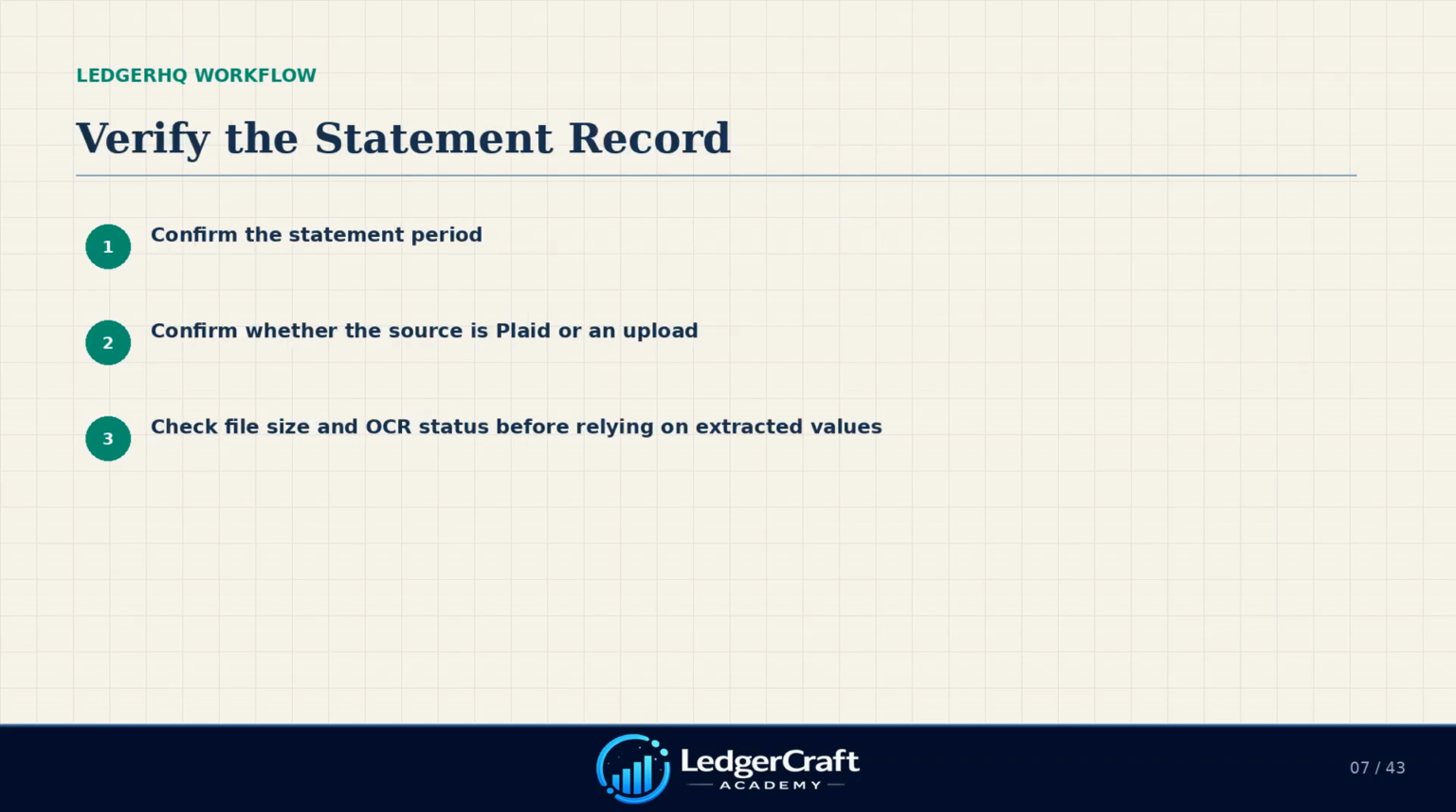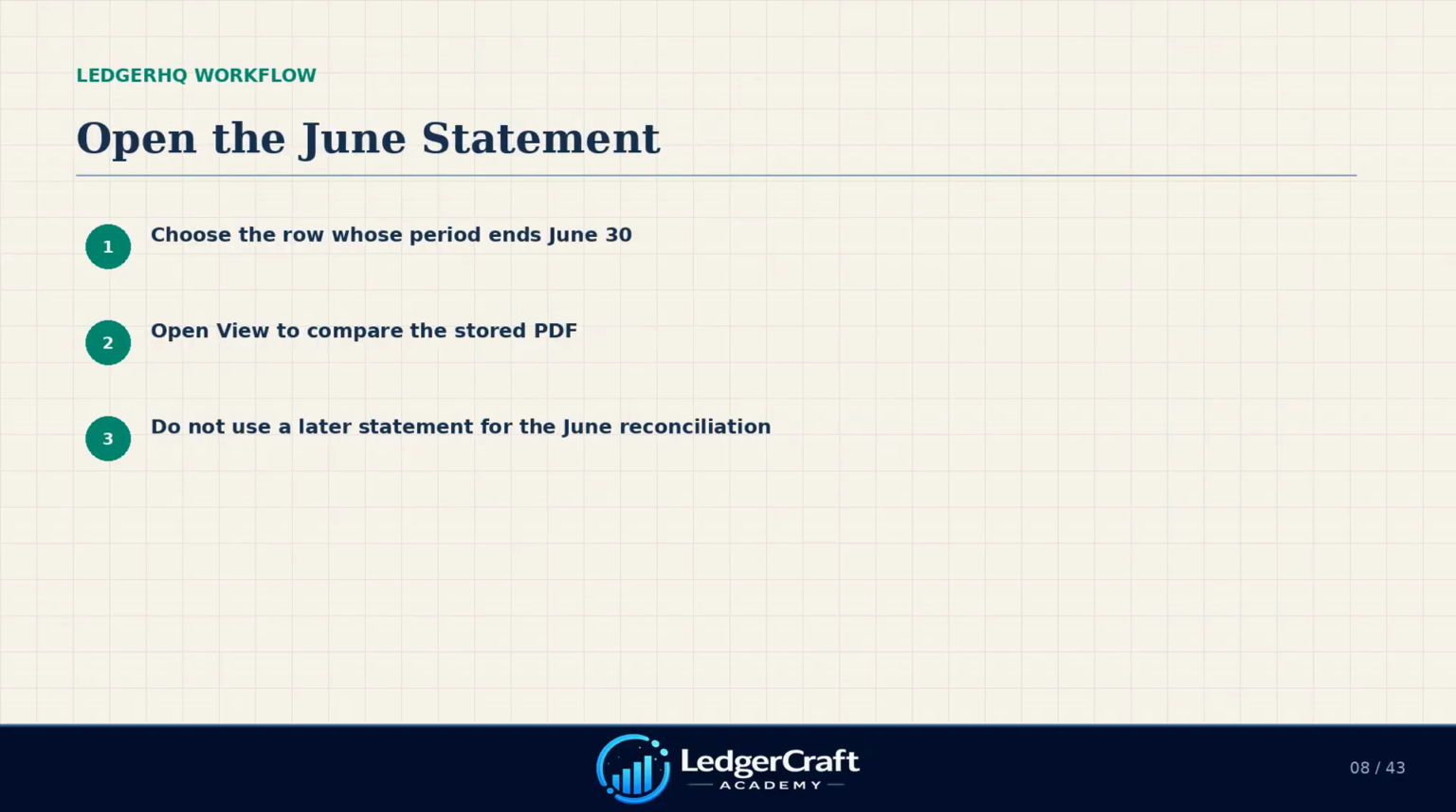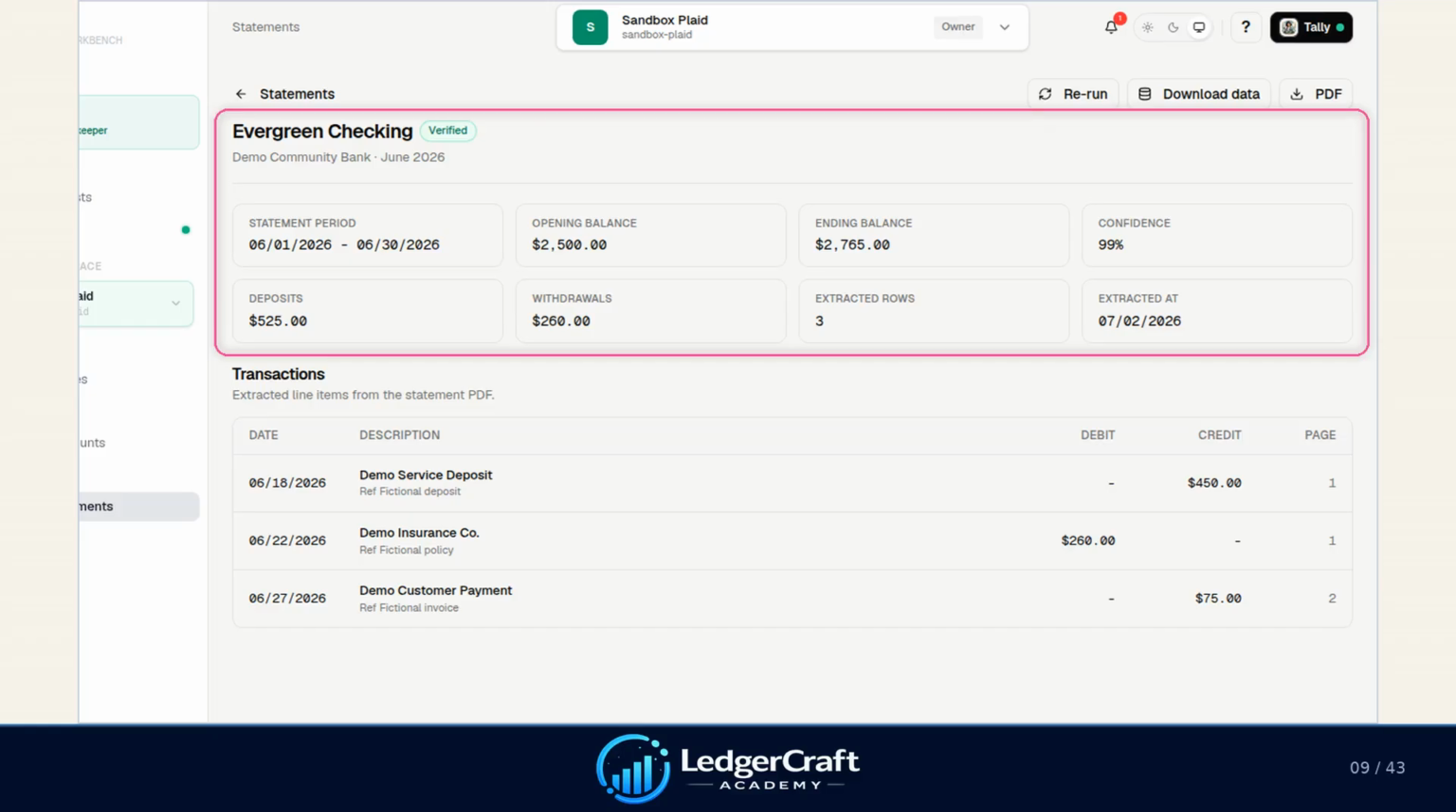Before reconciliation, verify the statement period source, file size, and OCR status. A paused workspace or an unrelated row is not evidence that the June statement is ready. Open the statement whose period ends June 30th, then use View to compare the stored PDF with the extracted record. The first screens used Harbor and Pine Studio. For the detailed statement walkthrough, we now switch to Sandbox Plaid and open its Evergreen checking statement for June 2026.